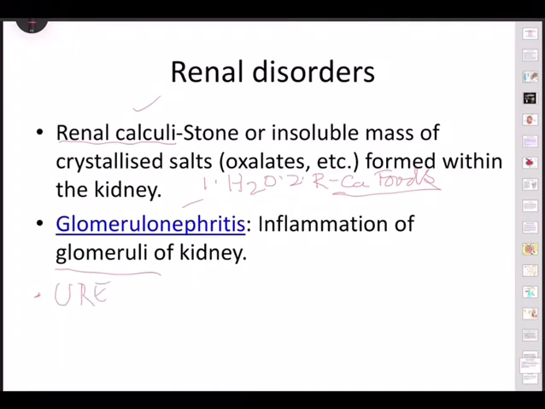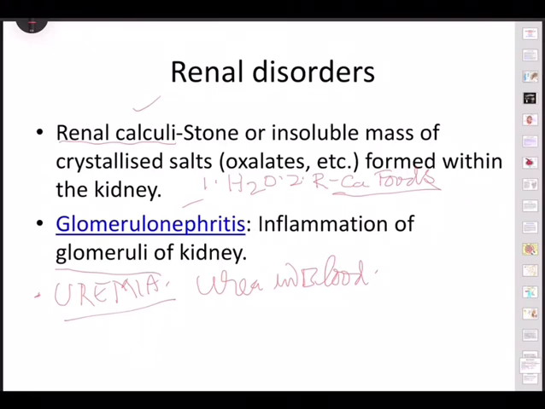And third, we have one more which is there in your textbook, uremia. What is this uremia? Accumulation of urea in blood. This is uremia. Once urea is accumulated in blood due to malfunctioning of the kidney, urea is highly harmful, and it is usually a consequence of renal failure. Kidney failure may take place.